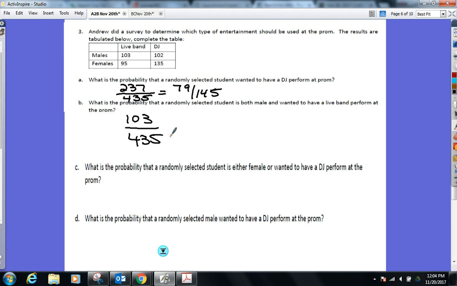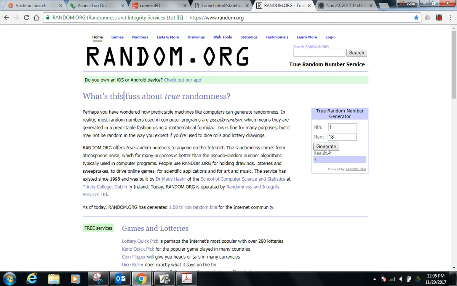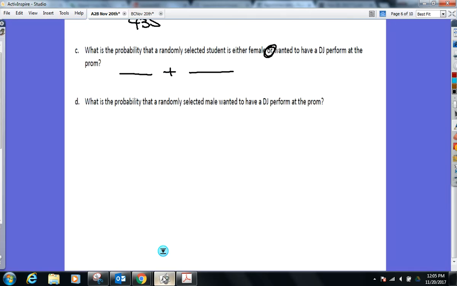All right, ready to get nuts? Probability you select a student that's female or wants a DJ. Don't mistake that for female who wants a DJ. That's probability of female, probability of a DJ. And it has an or there, so what am I doing? Adding the two probabilities. All right, so let's start with probability you get a female. Probability from the chart, you get a female. Out of, you got it.